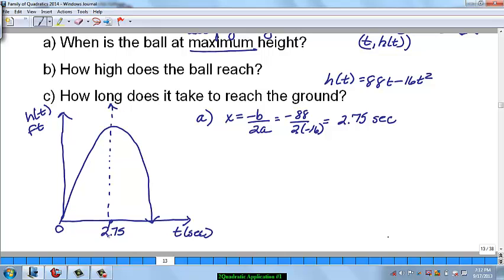Alright. Now, a lot of people go, well, let's just double it because that's when it's going to hit the ground. Yes, but not necessarily. Sometimes it's off a little bit, so we're going to actually show the algebra when it hits the ground.